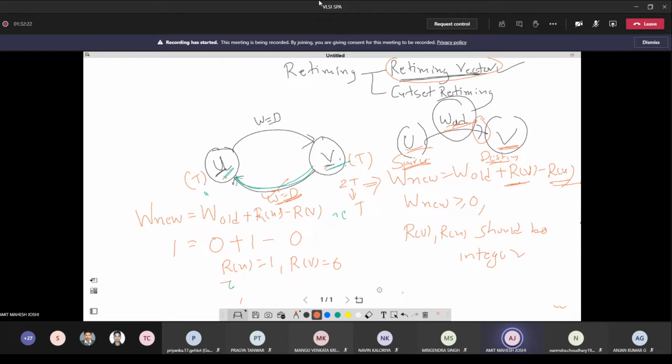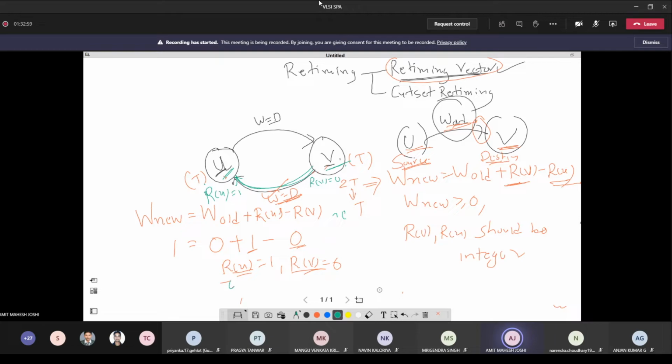RV and RU, which is a retiming vector, it is a pure assumption, but that assumption has to be valid. RU can be 1, RV can be 0. Now one can think RU is equal to 2, RV could be 1. There is no problem, you can choose anything. So here I have taken RU is equal to 1 and RV is equal to 0. That means the retime value I am considering, RU is 1 and RV is equal to 0. So this we have fixed above.